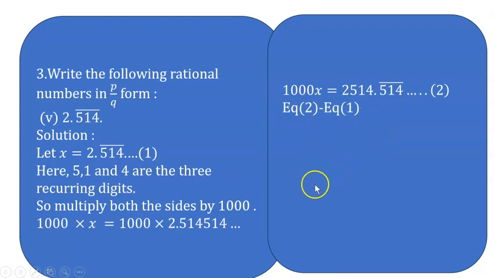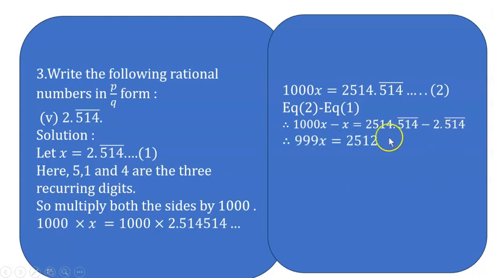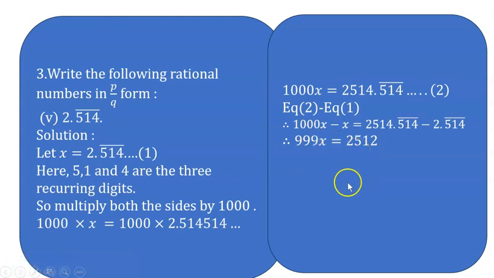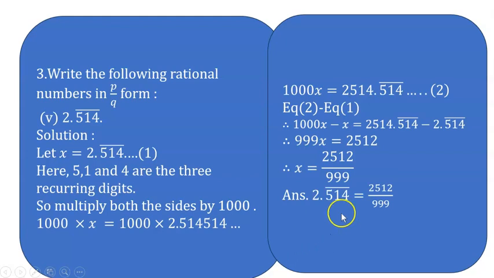Next, equation 2 minus equation 1, that is 1000x minus x. Okay, and to the right hand side 2514.514 with a bar minus 2.514 with a bar, and after subtraction you will get here 999x is equal to 2512, and hence x is equal to 2512 upon 999. Okay, and again this is the answer, 2.514 with a bar is equal to 2512 upon 999.